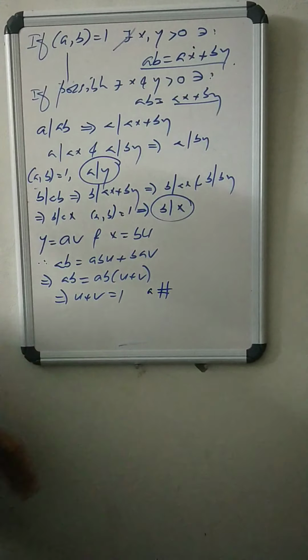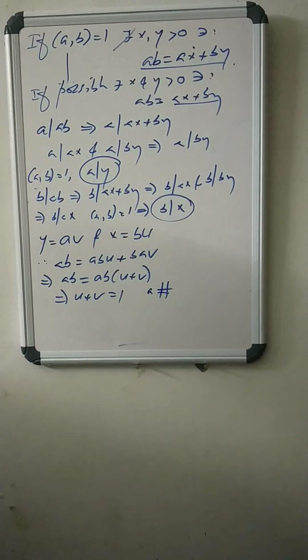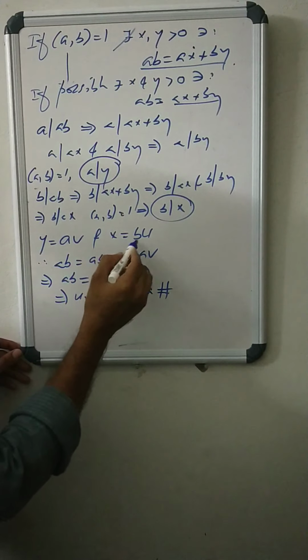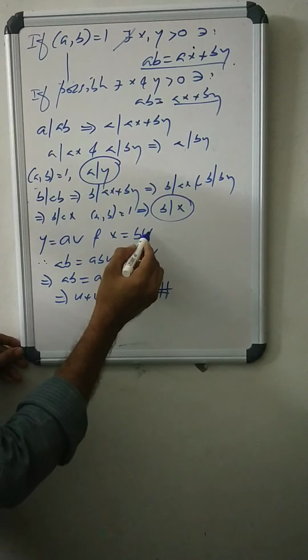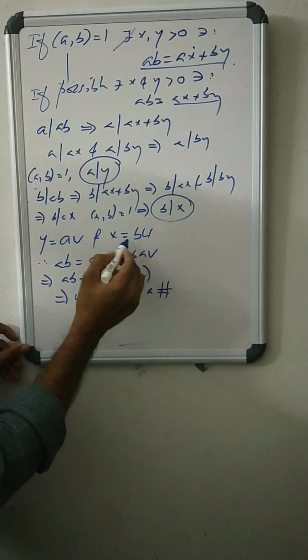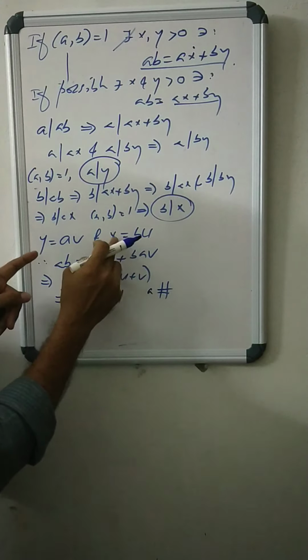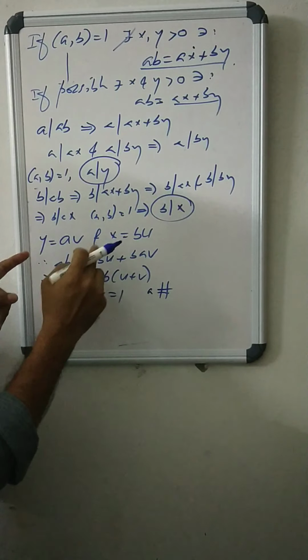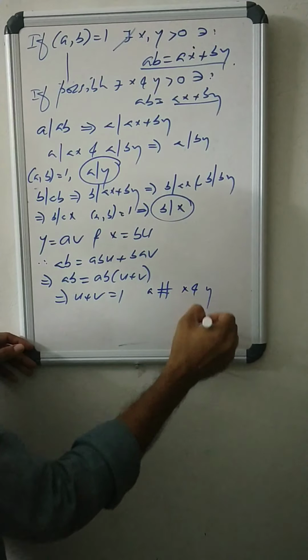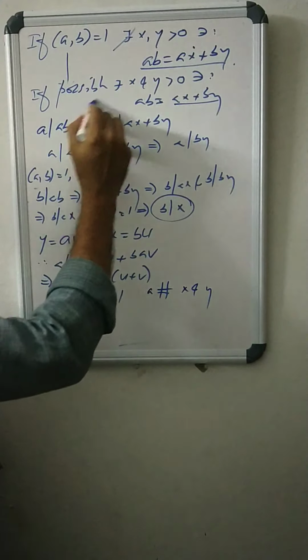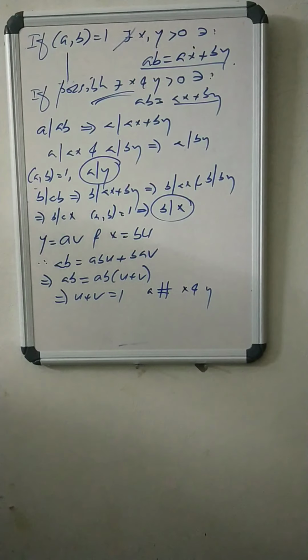So u plus v equals 1, that's a contradiction. Why? By the choice of x and y, they are positive. Since u plus v equals 1, that's a contradiction to the choice that x and y are positive. This contradiction is due to our wrong assumption. Therefore, there does not exist x and y such that ab equals ax plus by. Okay. This is the proof.